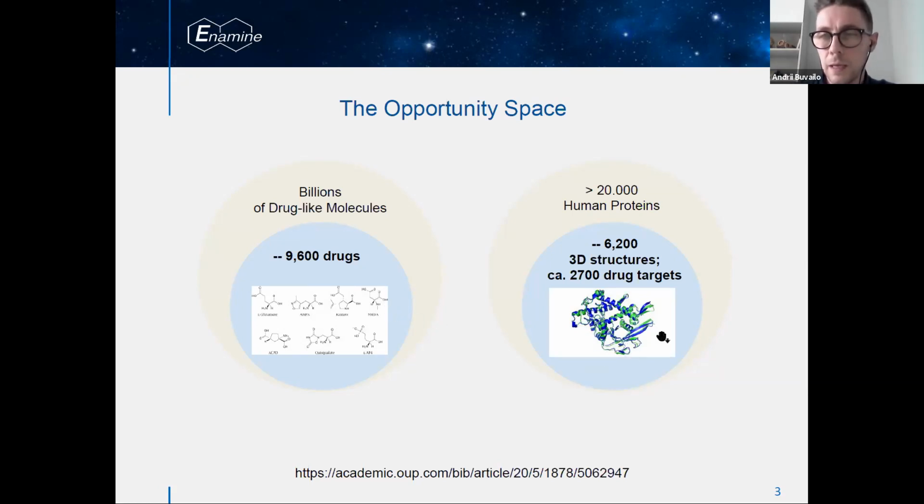On the other hand, we have more than 20,000 human proteins in the body, of which more than 600,000 structures are actually 3D profiled. I mean, the crystal structures are available, and almost 3,000 of them are actually drug targets, which have been researched or somehow tested in screening campaigns.